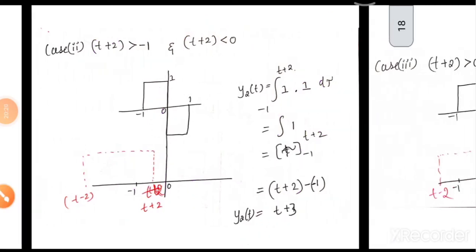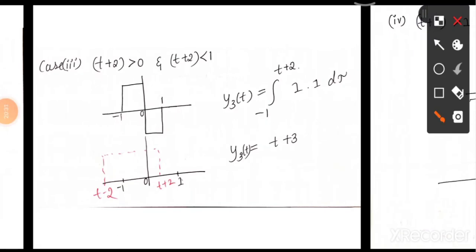Okay, similarly we'll take the next case, that is, t plus 2 is greater than 0.